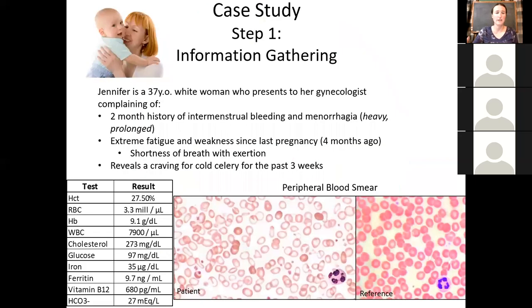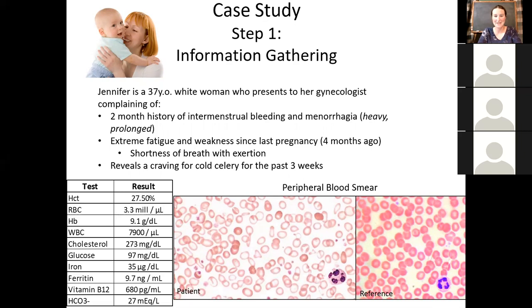Okay, so let's talk about Jennifer. Remember that she's losing a lot of blood. Since her pregnancy, she's really tired. She craves cold celery. Her blood looks like this as opposed to a reference blood. And here are some test results. See, first and foremost, does anybody see anything that doesn't quite look right, either from the blood test results or from the blood smear? Any thoughts at all?